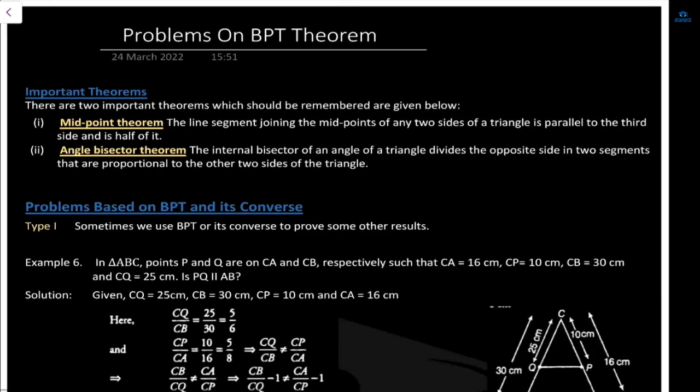Now the second theorem is the angle bisector theorem. The internal bisector of an angle of a triangle divides the opposite side into two segments that are proportional to the other two sides of the triangle.